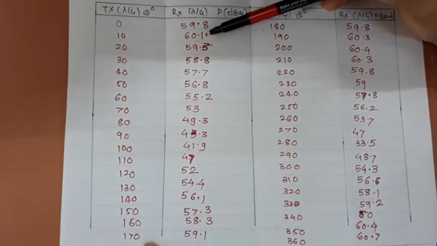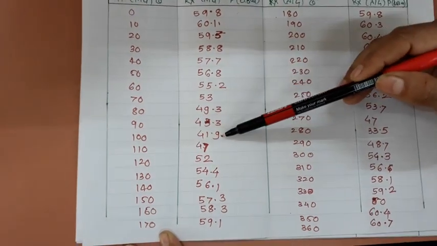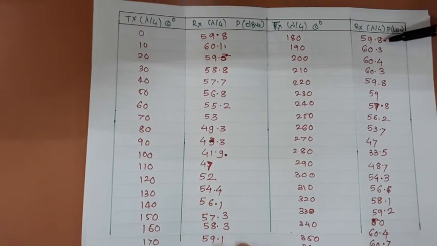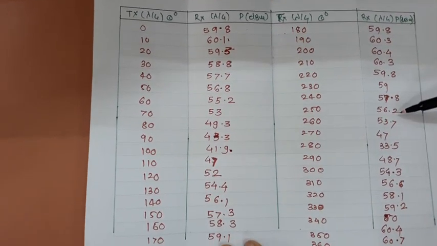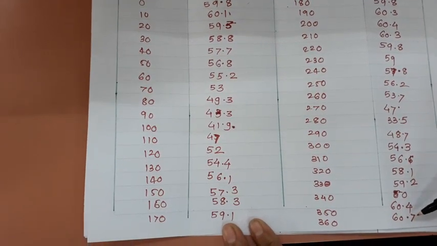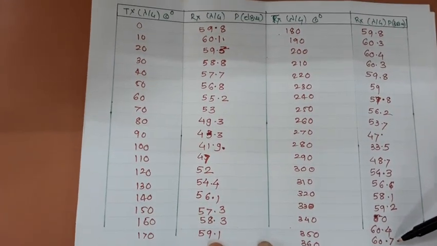I have found that for 0 and 10 degree I got a 60 dB power. For 90 degree my power decreases. Okay? For 180 degree you can see the power increased up to 60 dB, and again at 270 degree it decreases, and again at 360 degree it is increased to 60.7 dB.